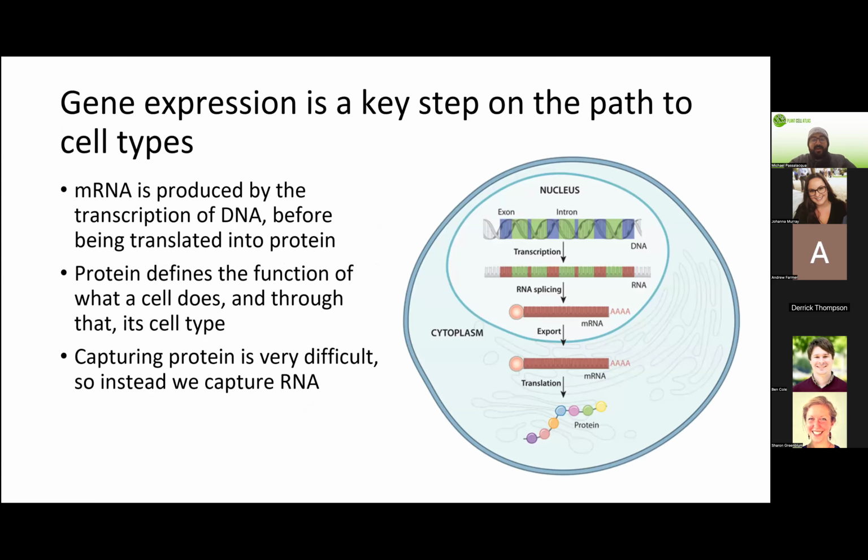So let's get started with a bit on RNA sequencing. So what is RNA sequencing? What is RNA? Why are we using this as our metric? So gene expression is a very important step on the path to establishing a cell type. mRNA is produced by transcribing DNA, and then it is typically spliced, exported from the nucleus, and then translated into protein. So proteins, which you think of things like enzymes or structural elements, define the function of what a cell does, and through that, its cell type.